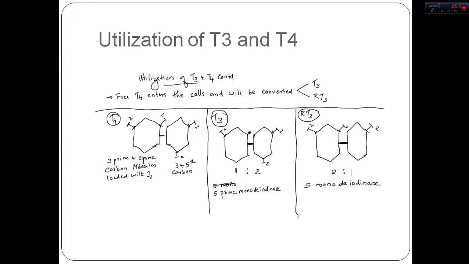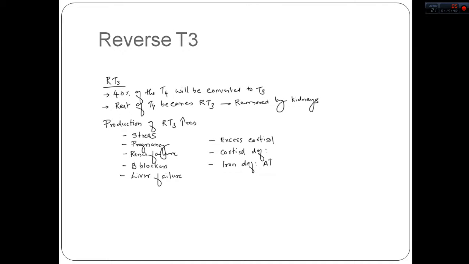The main reason why the reverse T3 is formed is as a way to remove the excess T4. But what happens if more reverse T3 is produced? If more reverse T3 is produced, the T4 amount will decrease in the blood. So even though this patient is producing enough T3 and T4, the body is producing more reverse T3, so the patient will have clinical symptoms of hypothyroidism. So usually 40% of the T4 will be converted to T3. And the rest of the T4 will be converted to reverse T3 and will be removed by the kidneys.